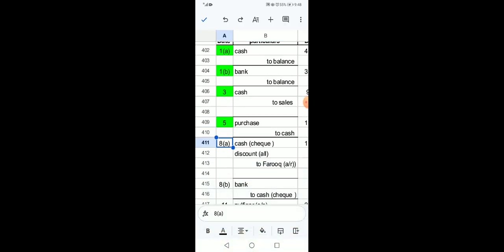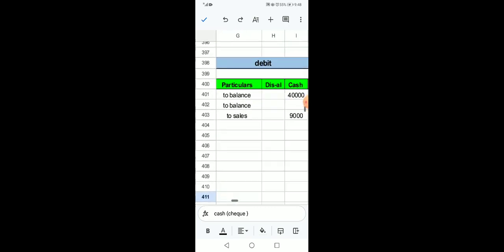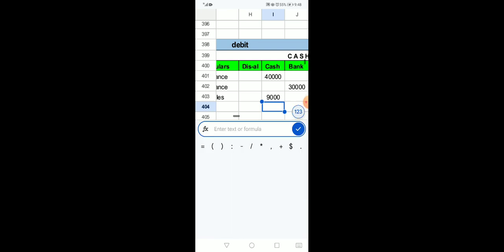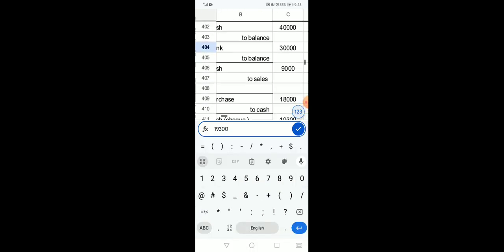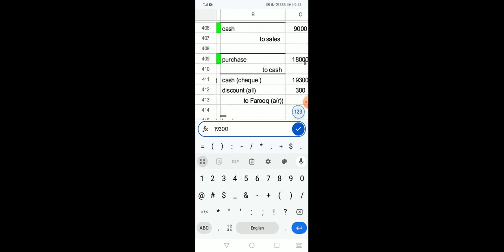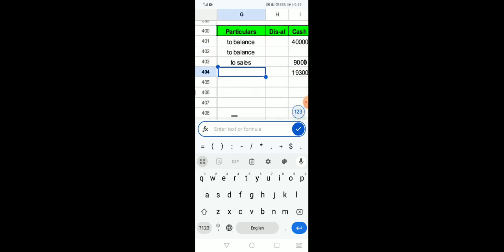Next entry is 8A, where there are 3 elements, but we are associated with only 2 elements, cash and discount. So step by step we will see. Cash is debit with 19300. Write down 19300 on the debit side. See the reference. What is written on the opposite side? Farooq. So you will write to Farooq over here.